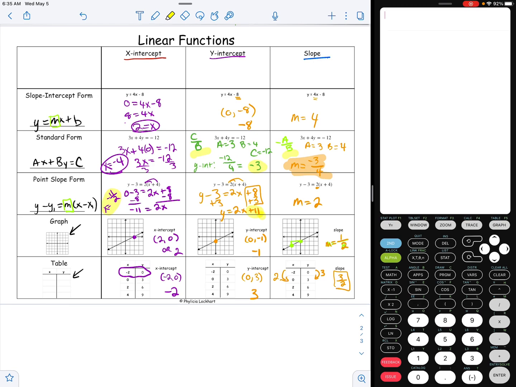So we've come across all of these key features, and we know how to find them in slope-intercept form, standard form, point-slope form, graph, and in a table. Now we're going to work on our packet practice problems.